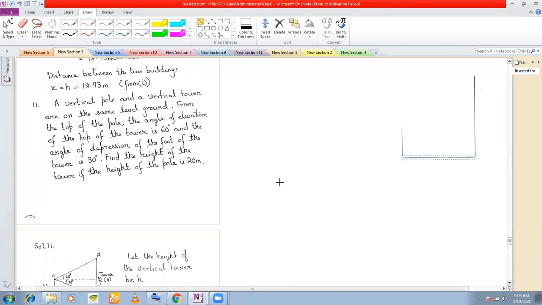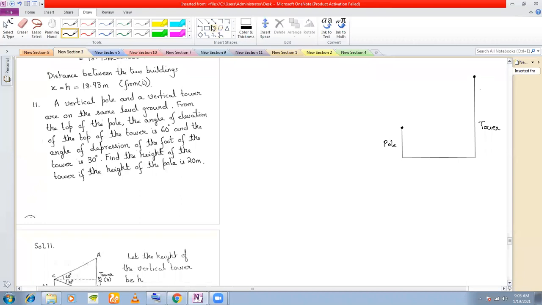Okay. Now from the top of the pole, let's write a pole here. This means this is the pole and this is the tower. From the top of the pole, this is the top of the pole. Angle of elevation means that the observer is here at the top of the pole and he's observing an object that is placed above him at an elevated position. The angle of elevation of the top of the tower. So this is the top of the tower.